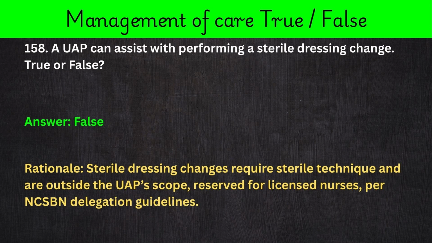158. A UAP can assist with performing a sterile dressing change. True or false? Answer: false. Rationale: sterile dressing changes require sterile technique and are outside the UAP scope, reserved for licensed nurses per NCLEX-PN delegation guidelines.